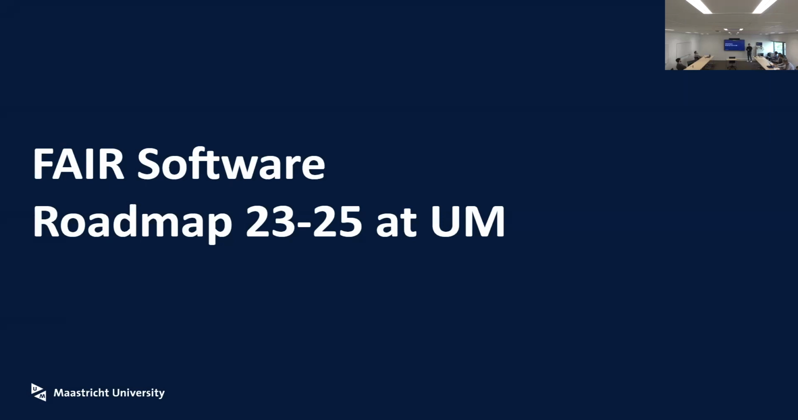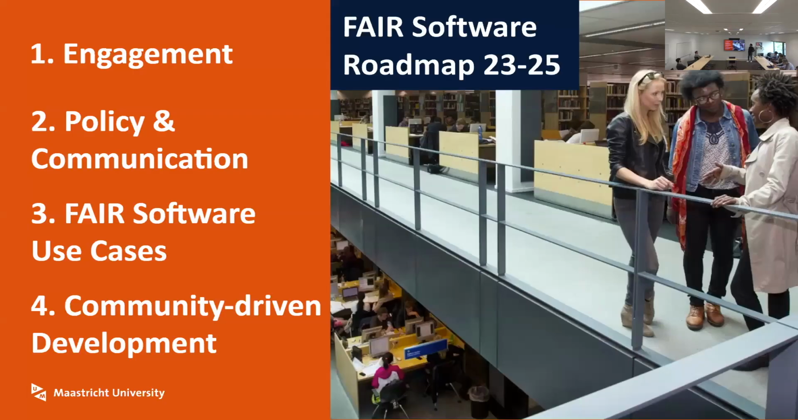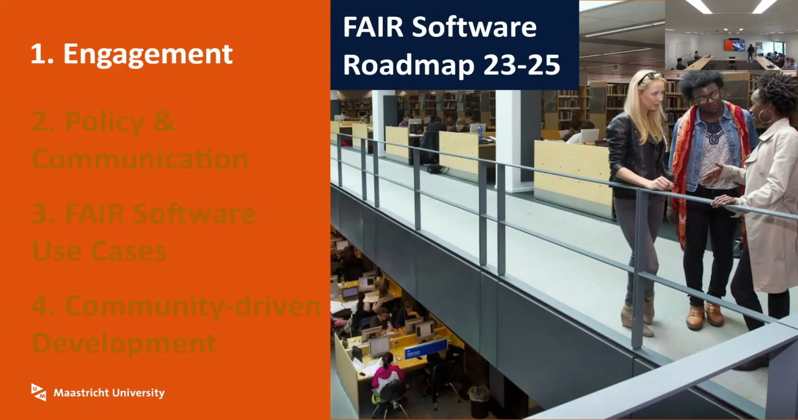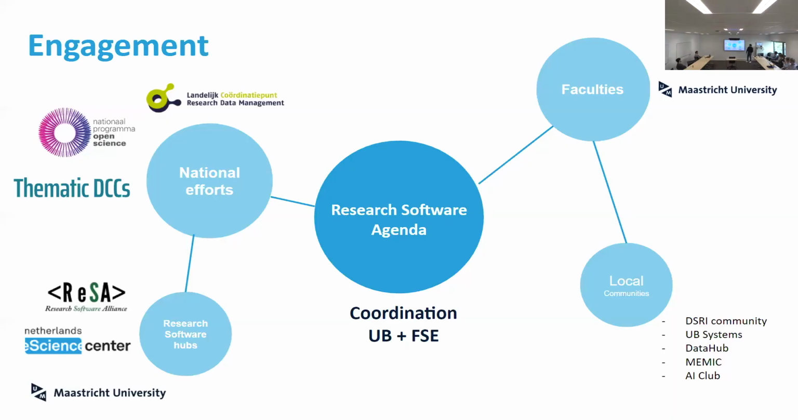Let's try to aim for 2 years work, 2 years roadmap, where we have 4 components: engagement, policy and communication, use cases, and community-driven development. I mean with engagement to try to strengthen the connections that we already have, right? If we have a central coordination for research software agenda, we can strengthen the links that the national effort that we already mentioned with research software hubs, and that the faculties have already with local communities, like for example, MEMIC, the AI Club, and all these type of research software clubs that are around the DSRI community.